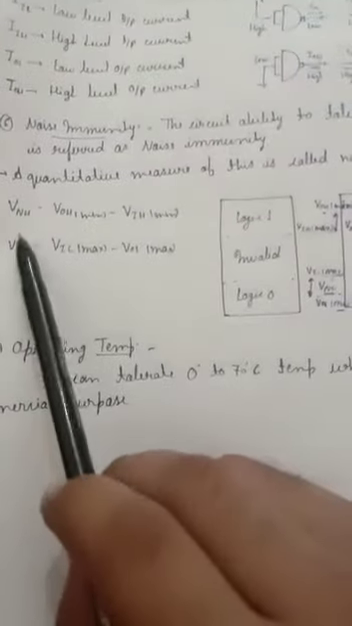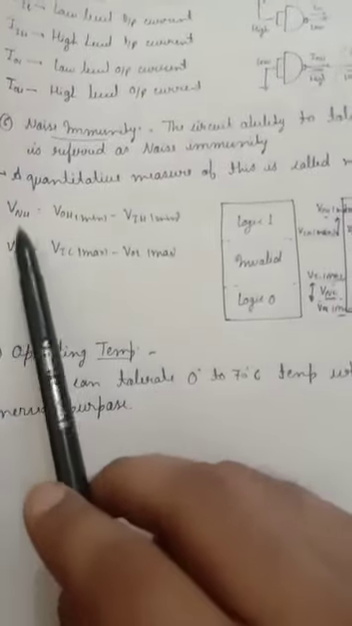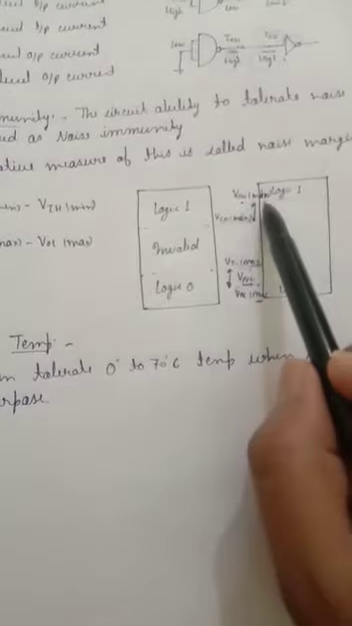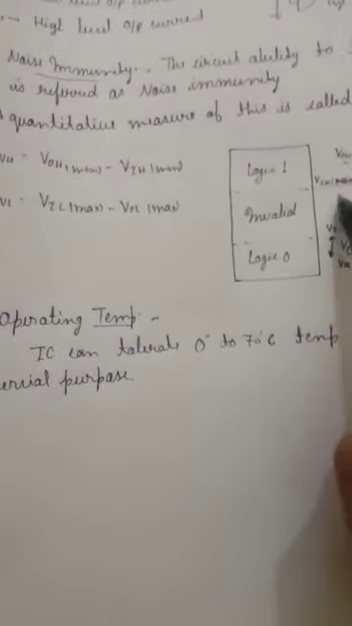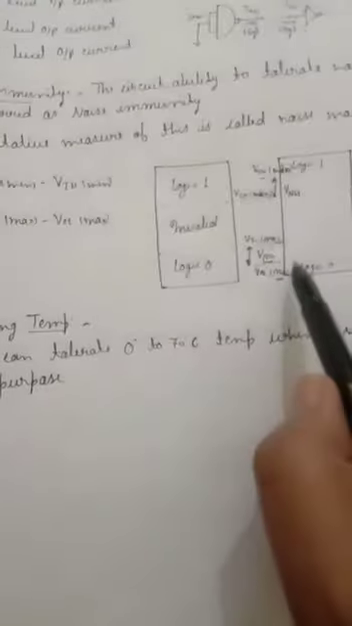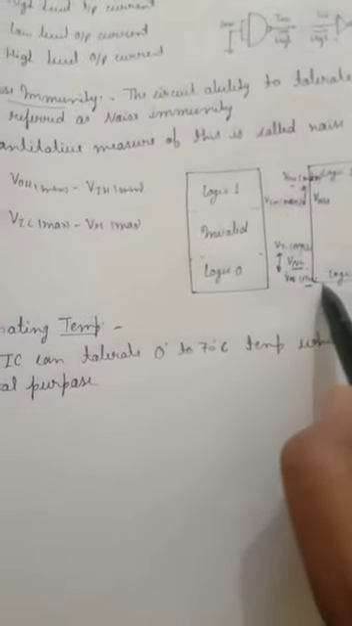It is maximum for the output when high: VOH minimum minus VIH minimum. For the low level: VIL maximum minus VOL maximum. That is very easy.